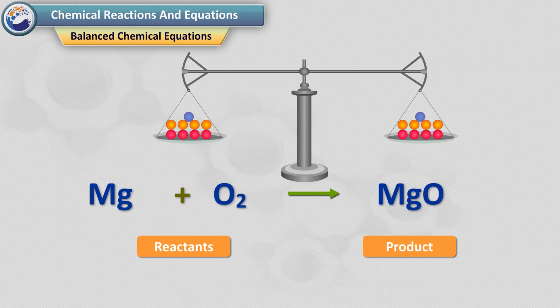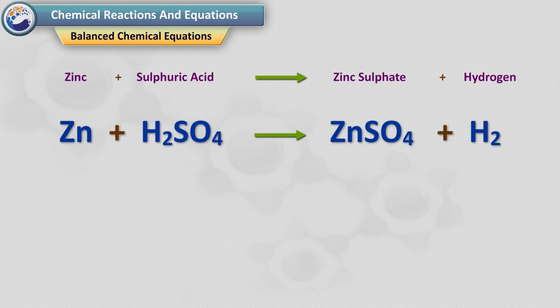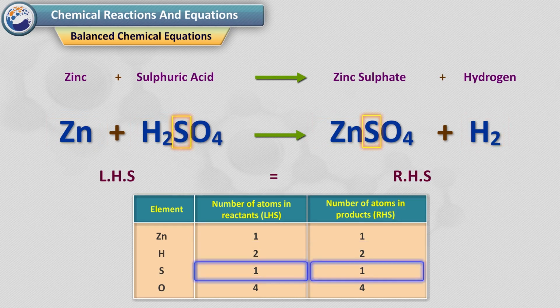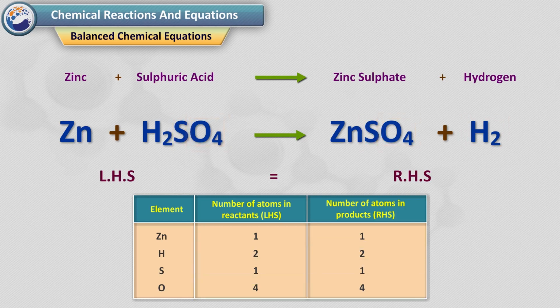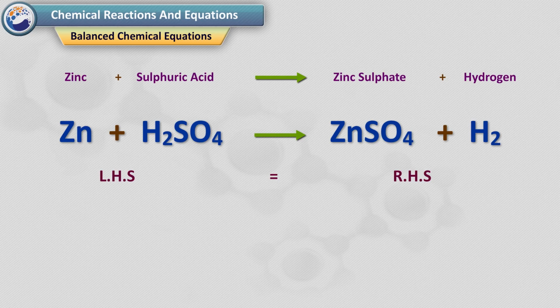Let us learn about balancing a chemical equation step by step. Zinc plus sulfuric acid gives zinc sulfate plus hydrogen. This word equation may be represented by the following chemical equation. Let us examine the number of atoms of different elements on both sides of the arrow. Zinc has 1 atom in LHS and 1 atom in RHS. Hydrogen has 2 atoms in LHS and 2 atoms in RHS. Only 1 atom of sulfur is there in both LHS and RHS, and 4 atoms of oxygen are there in both LHS and RHS. As the number of atoms of each element is the same on both sides of the arrow, it is a balanced chemical equation.